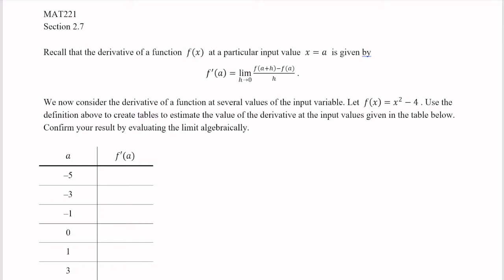So we have an example here. Our example function is x squared minus 4. So this is a quadratic that's been dropped down by 4 units on the y. Always good to try to have an idea of the graph of the function that you're dealing with.